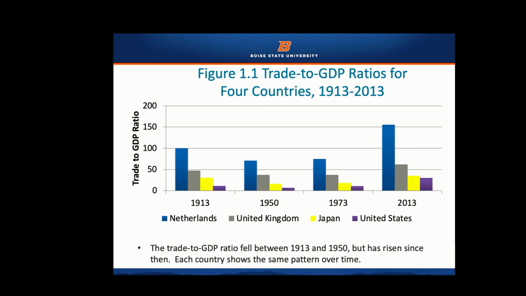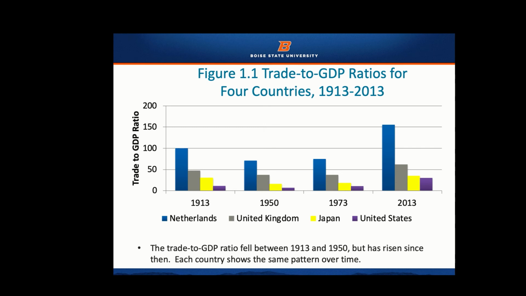There's a couple of things that we'll notice here. Here's the figure that's in your book, which shows the trade to GDP ratio back in 1913, just before World War I. Again, here's the Netherlands. And trade fell off sometime between 1913 and 1950. That was World War I, the Great Depression, World War II.